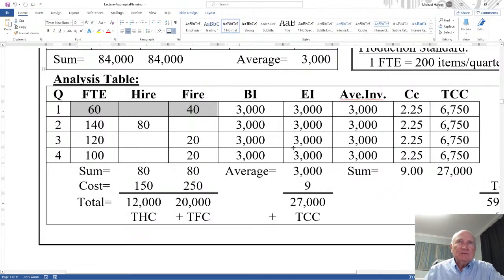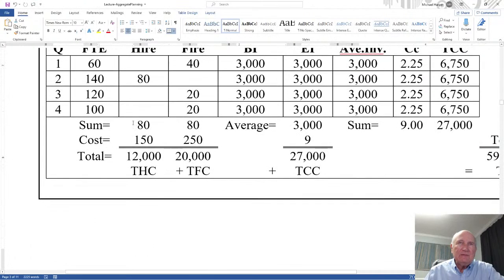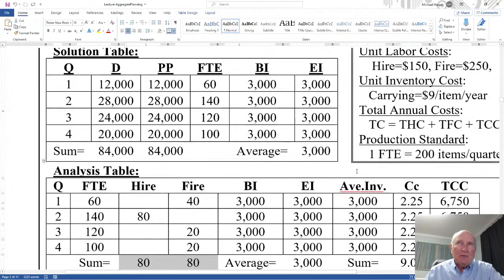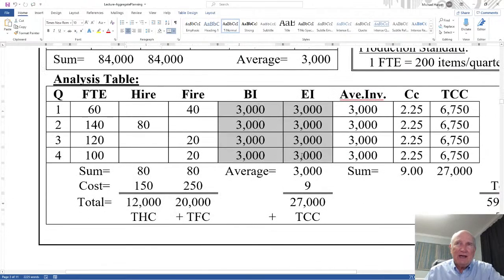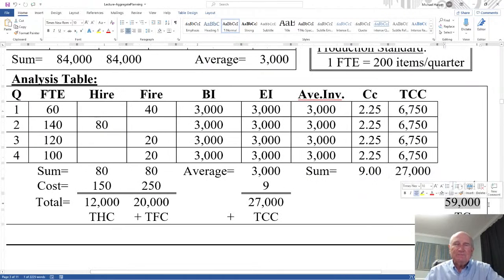Okay. So now when I add this up, hire and fire here, I have 80 and 80. And if my beginning inventory is 3,000, my ending inventory is 3,000, and if my annual production equals my annual demand, then these two numbers should be the same. Times my unit cost gives my hiring and firing cost. Now when I bring my inventory down, well, that's easy. Everything's 3,000. So everything's constant. And 27,000 here, 27,000 here. No problem. And then I add all three together, and there's my 59,000.